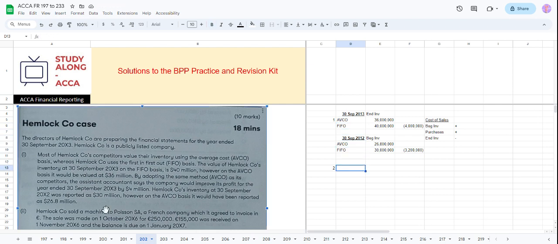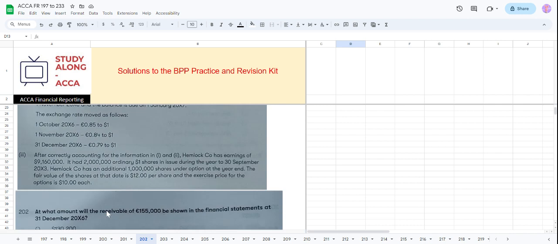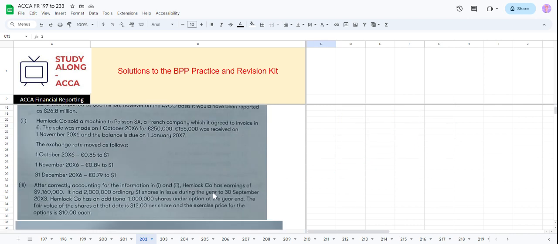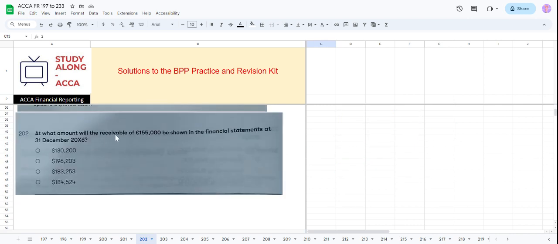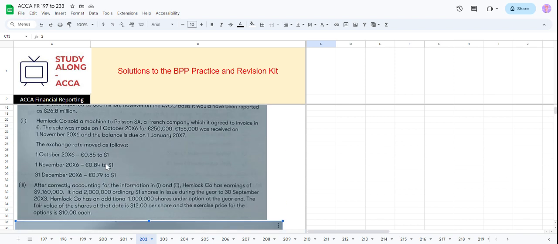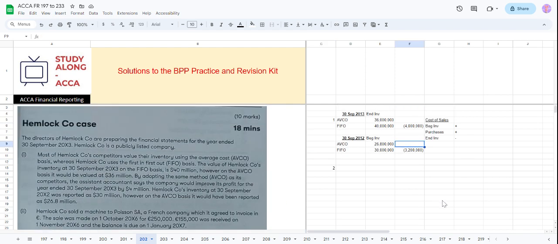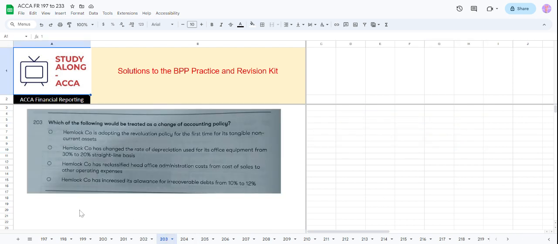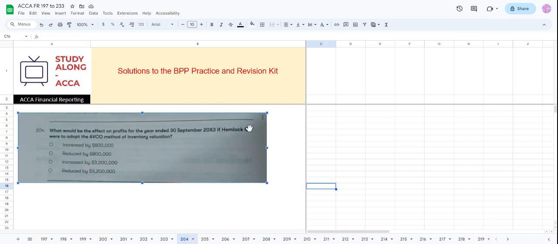In the second pointer here, there are three pointers. So let's look at this ask first. What it's saying: what amount of the 155k euro receivable will be shown in the financial statement? So this 202 is definitely not related to the inventory piece that we just discussed. Still, we will keep it here. This information may be useful as we move to the next questions. Maybe it is related to 204.